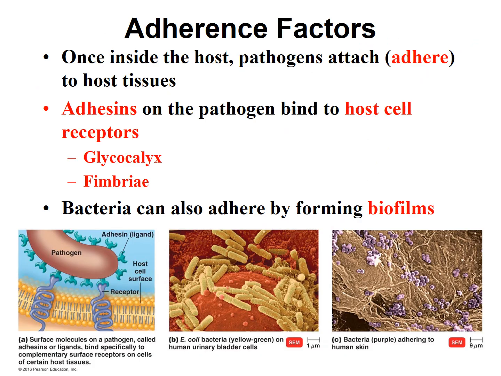We also have some other virulence factors. These are called adherence factors. These will allow the pathogens to adhere or stick to your cells. So we talk about adhesins that are on the pathogen that will bind to host cell receptors. That could be part of the glycocalyx, which in bacteria would be their capsule. Also in bacteria, we have the fimbriae, which we'll look at on the next slide. And then remember that bacteria can also stick to things by forming those slimy biofilms.